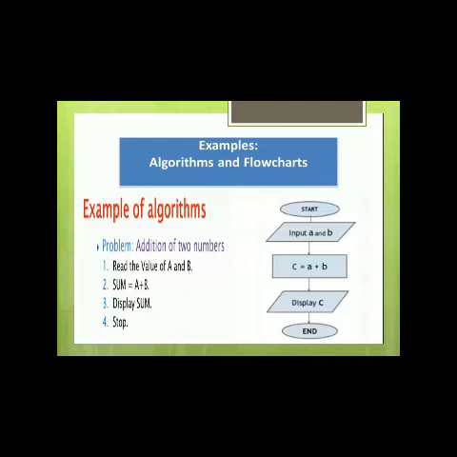Suppose we have taken 10 under A and 20 under B. Whatever number is in A, suppose for me as a user A is 10, then 10 plus 20 will become 30. And this value 30 will be saved under the variable sum.